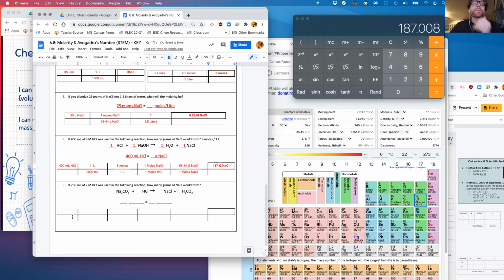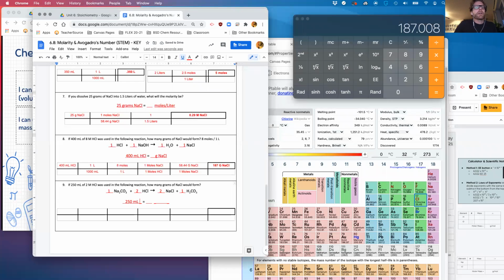All right. Last one is this one right here. Very similar to this one right here. I need to balance it a little bit first. 2 Nas, so I can have 2 Nas. I have 1 CO3, 1 Cl. I need to have 2 here, and that balances right there. Perfect. And what I'm doing is I'm starting with 250 milliliters of HCl, and I want to know grams of NaCl. Okay, so 250 milliliters HCl, and give me, once again, grams of NaCl.